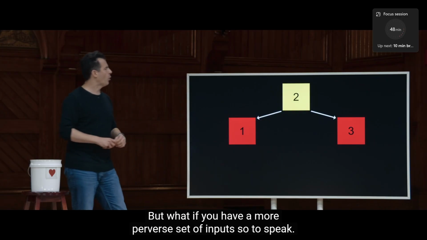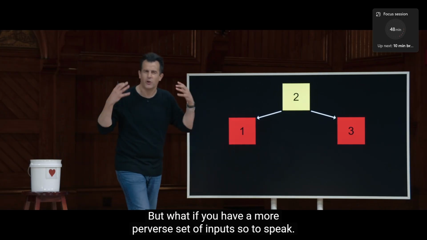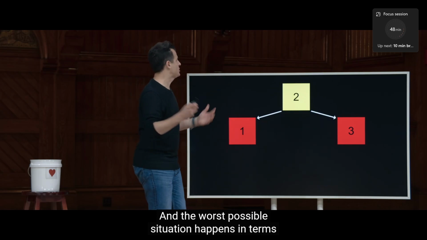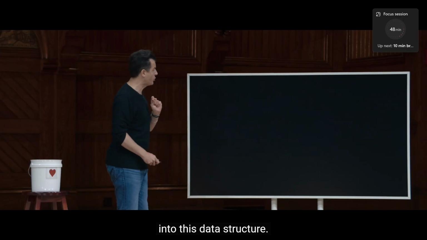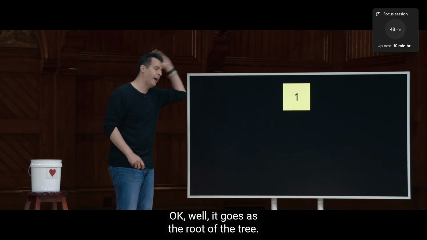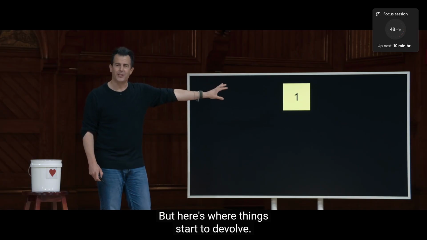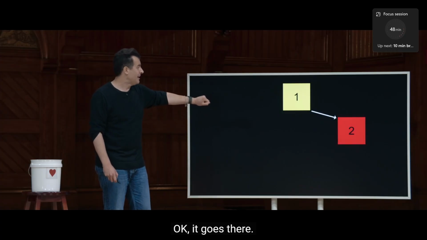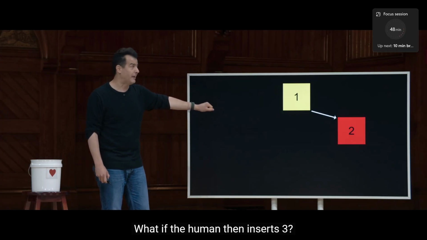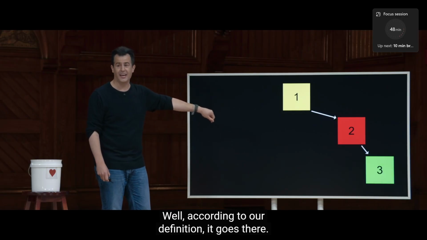But what if you have a more perverse set of inputs, so to speak? You're not lucky, and the worst possible situation happens in terms of the order in which the human is inputting data into this data structure. What if the human inserts 1 first? OK, well, it goes as the root of the tree. But here's where things start to devolve. What if the human then inserts 2? OK, it goes there. What if the human then inserts 3? Well, according to our definition, it goes there.